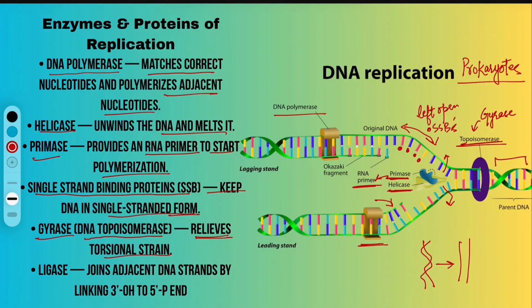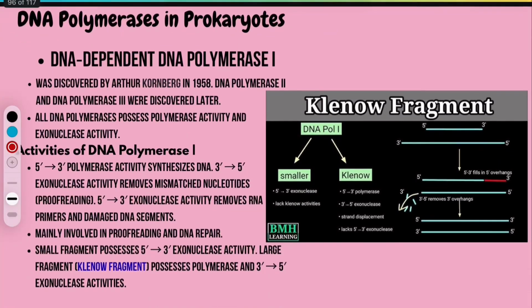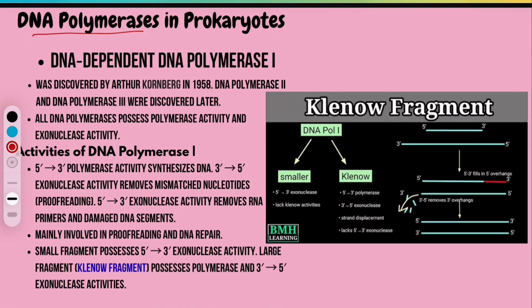Ligase is the one which joins adjacent DNA strands. Here you can see how topoisomerase works. It unwinds. Next, we will study the DNA polymerases in prokaryotes. DNA polymerases in prokaryotes are of three types. We will study polymerase 1.